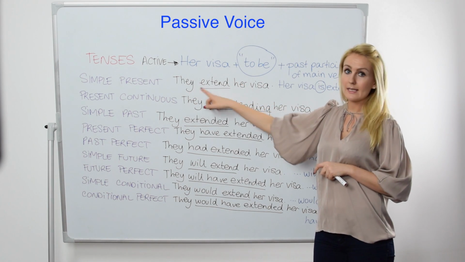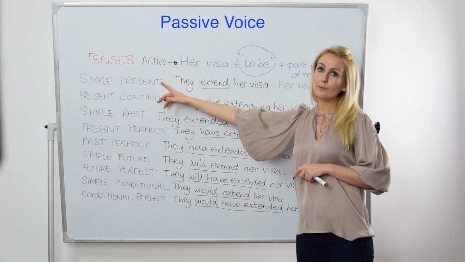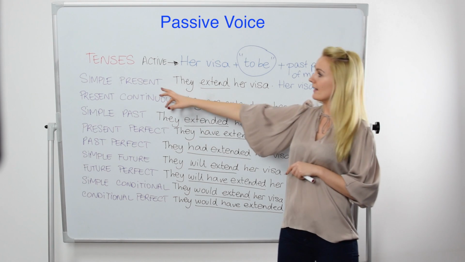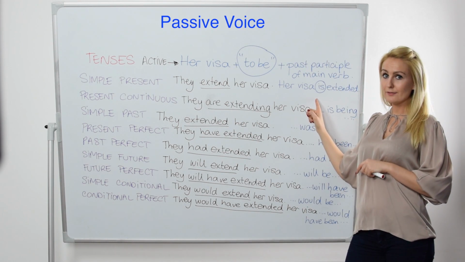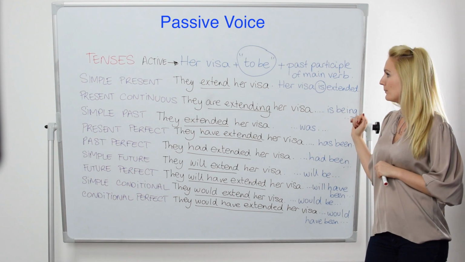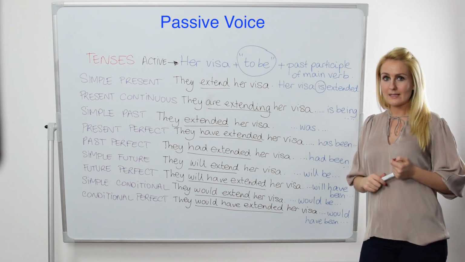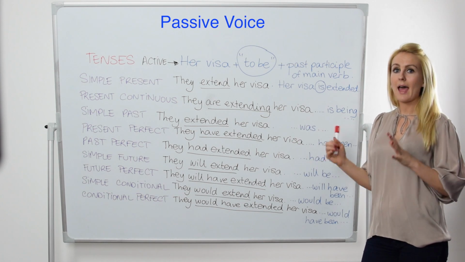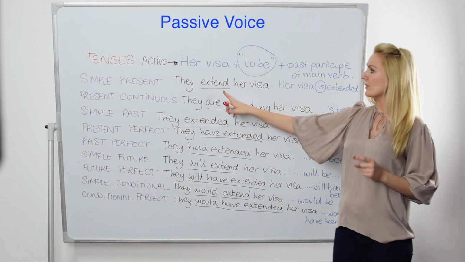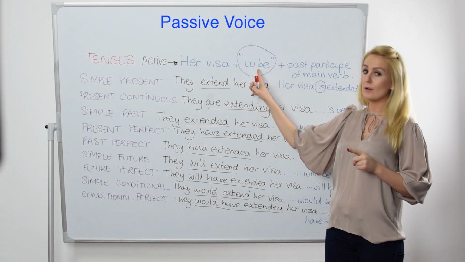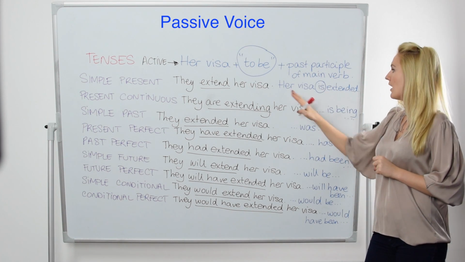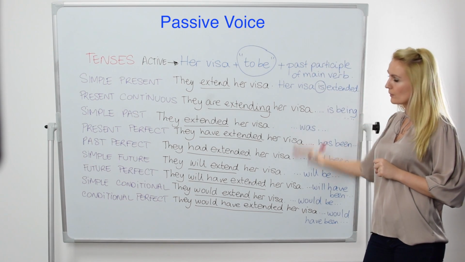So this is my active voice here in black. In purple, we have indicated the tense, which is used. And then we're going to use that tense here for the auxiliary to be in our passive, plus the past participle, so extended in this particular example. First tense, simple present. They extend her visa, active voice. We create the passive voice, her visa. We want this tense, simple present, for our auxiliary, is, plus our past participle, extended. Her visa is extended. Same formula for all the tenses.